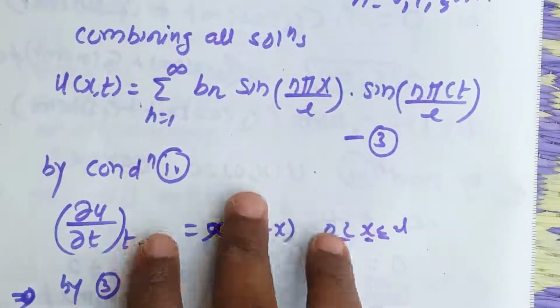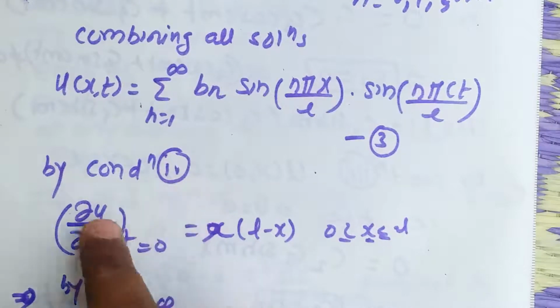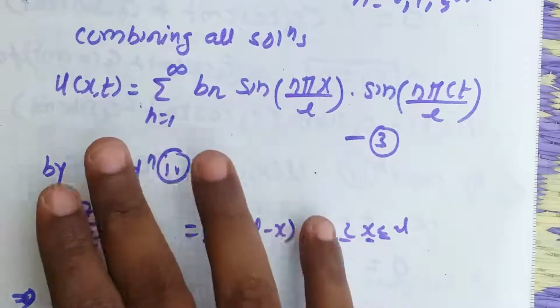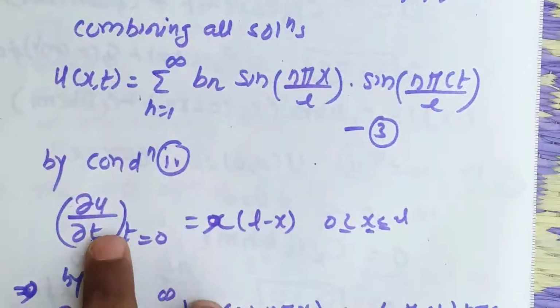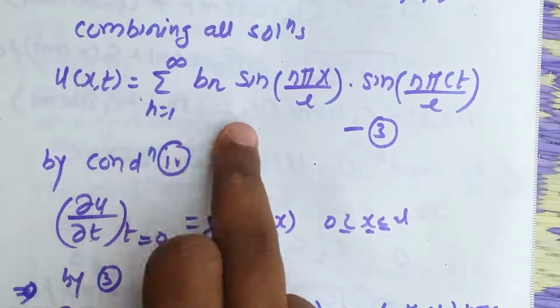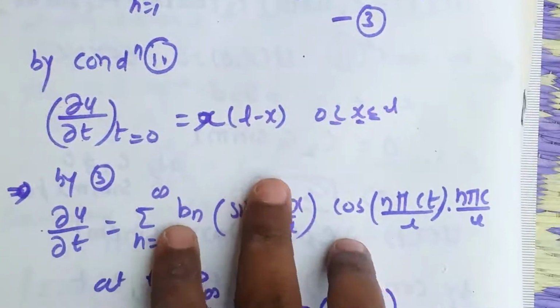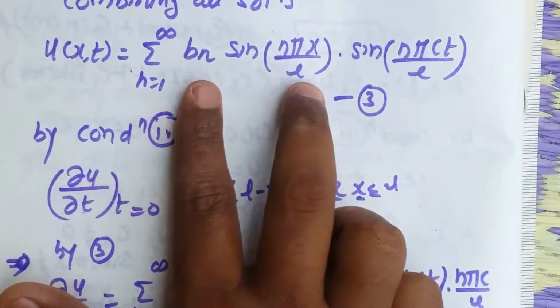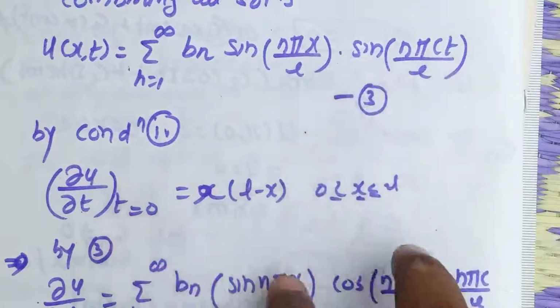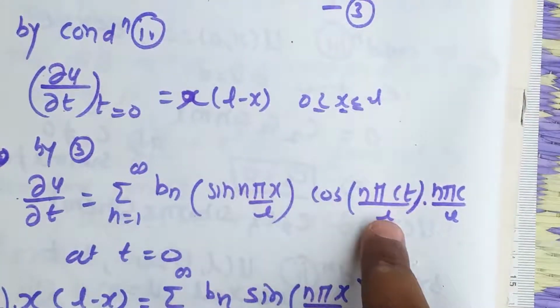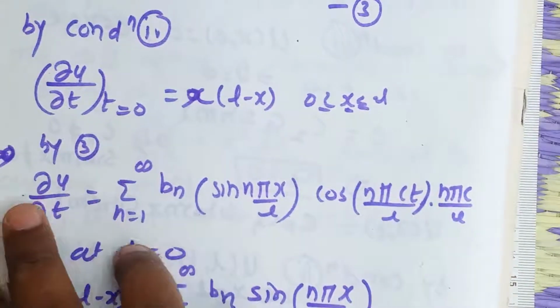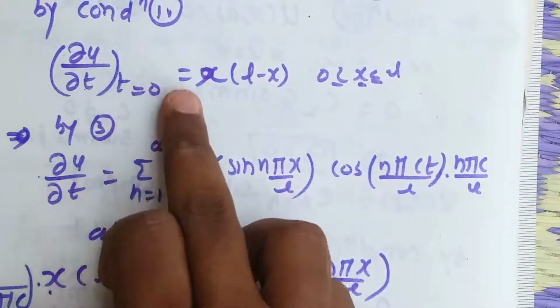Okay. Now the last condition. The last condition is del u by del t at t equal to 0 is x into L minus x. We have the value of u, so we need to calculate first del u by del t. Differentiate this with respect to t. So we'll get the derivative as these two terms don't contain t. Only this term contains t. Its derivative will be cos n pi ct by L into n pi c by L, which is the coefficient of t. And put t equal to 0.